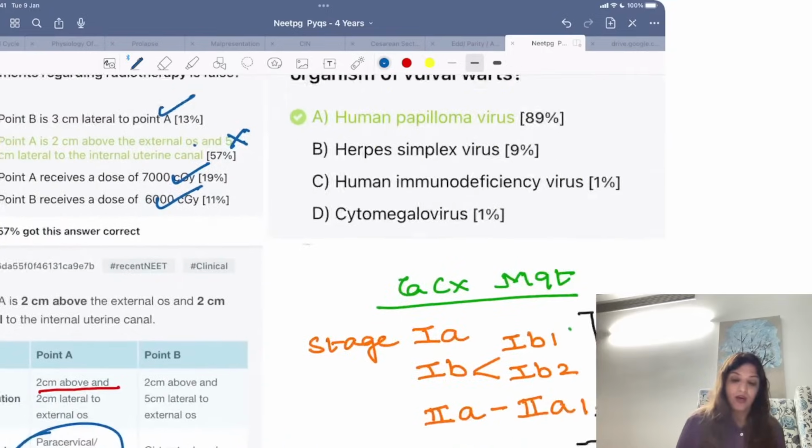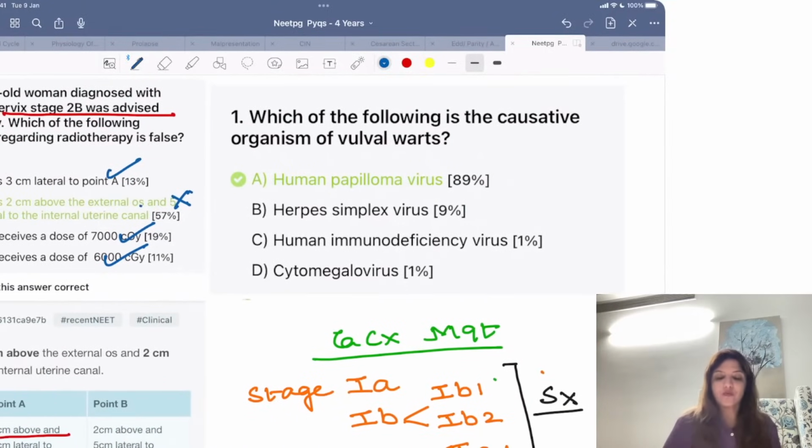Right? Which of the following is the causative organism for vulval warts? So all of you know that HPV is the causative organism for vulval warts, and which HPV? HPV 6 and HPV 11. That is the causative organism for vulval warts. Now, if I ask you, what is the drug of choice for treating vulval warts during pregnancy? It is TCA, trichloroacetic acid. That is the drug of choice for treating vulval warts during pregnancy.